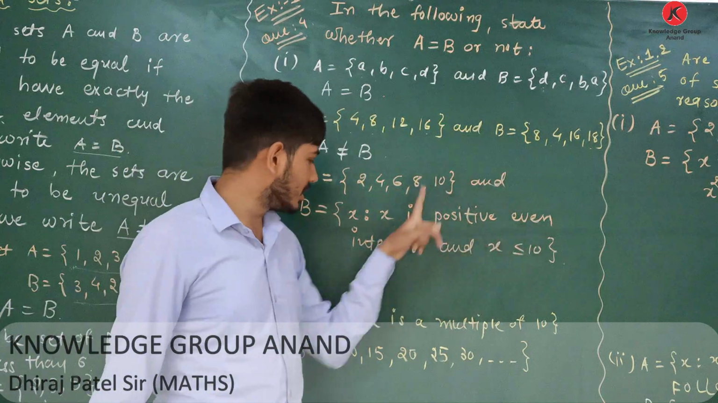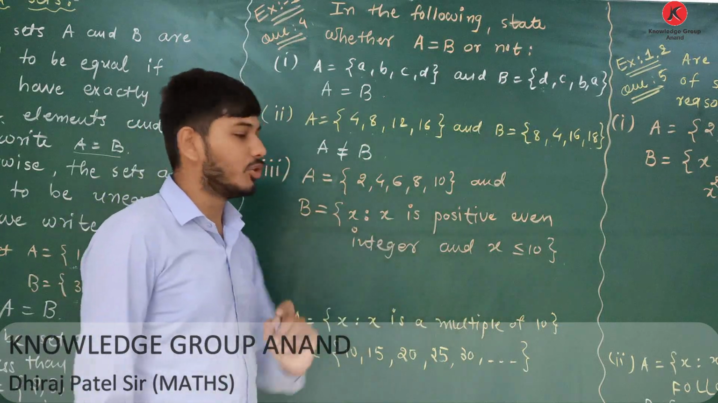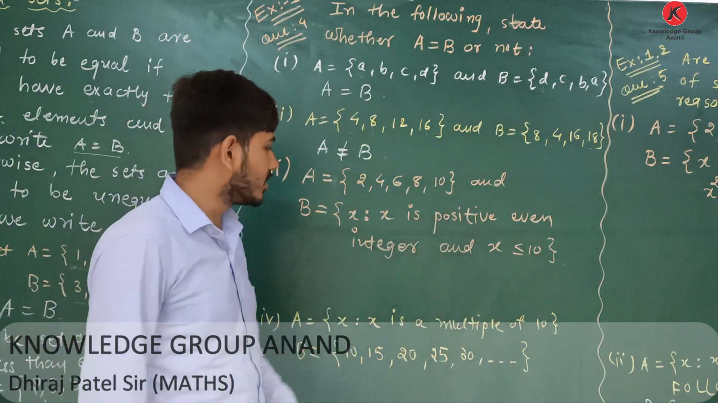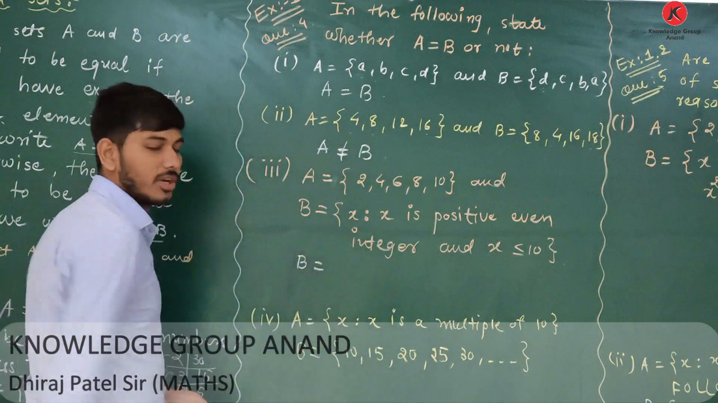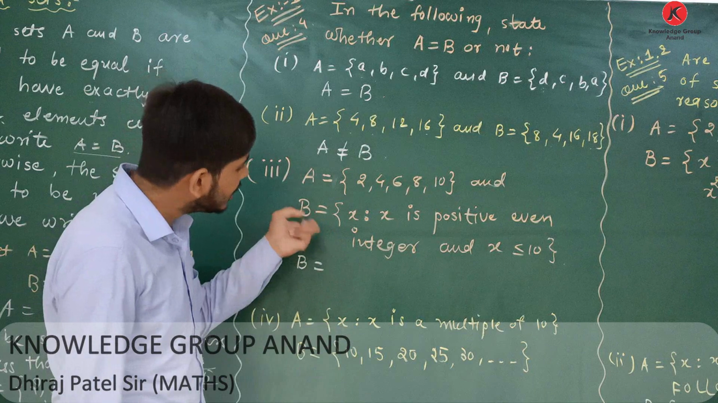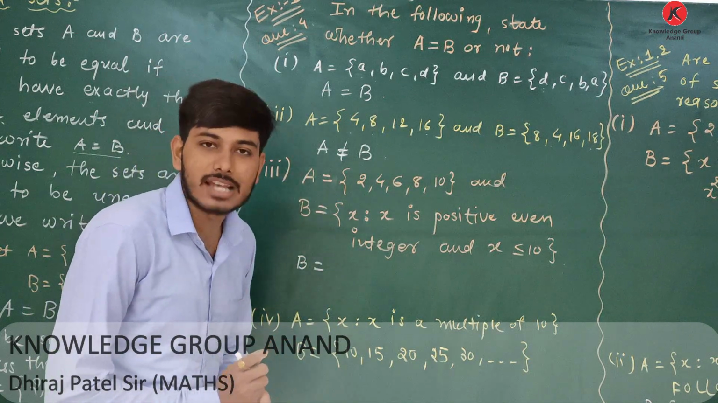X is a positive even integer and X is less than or equal to 10. There are 2 conditions for writing the set B in roster form. First of all, write the set B in roster form. Then we can compare it with set A.